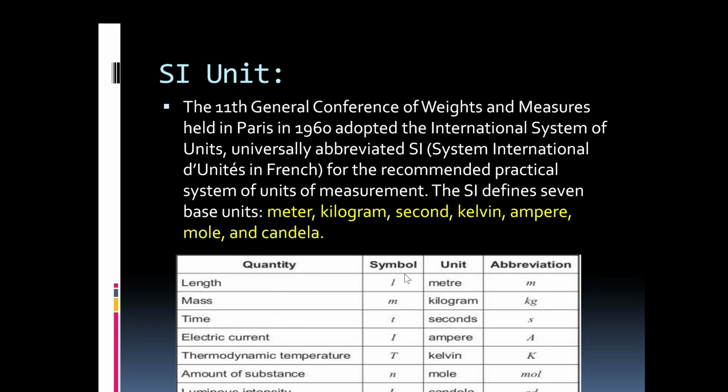You can now also discuss derived quantities or derived units. For example, if you are talking about acceleration, force, work, you can write their units, their symbol and their abbreviation. They have also been given in your book. You can check from the KP textbook or Punjab textbook.